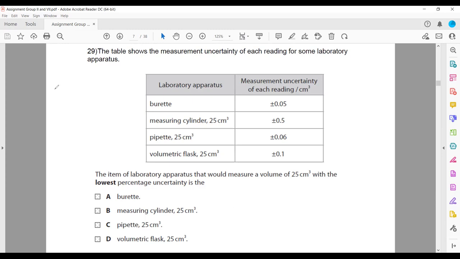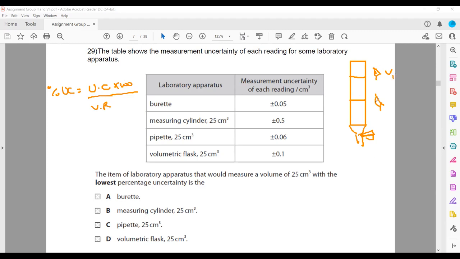The percentage uncertainty for any apparatus is equal to the uncertainty, meaning the smallest value which the instrument can record, divided by the value recorded, times 100. But if we are using the apparatus twice, then the uncertainty will be multiplied by 2. For example, when we are using a burette, how is a burette used in an experiment? First, we read the initial volume, and then after we remove some, we read the second volume. Because we have to read this apparatus twice, the uncertainty will be twice.